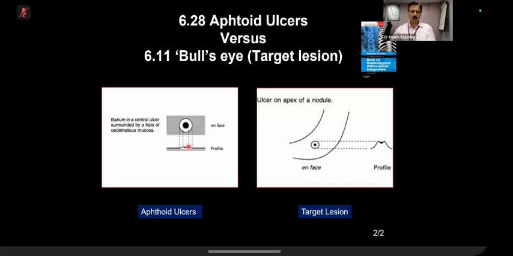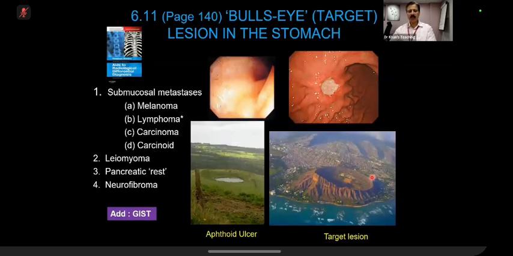So if you see here, aphthoid ulcer is the ulcer crater and the surrounding edema. Basically, target lesion is something like this. There is a mound and there is a crater. I remember it like this, that simple to remember is that target lesion is a bigger volcano and aphthoid ulcer is a very small one. So this is an aphthoid ulcer which you have already done.